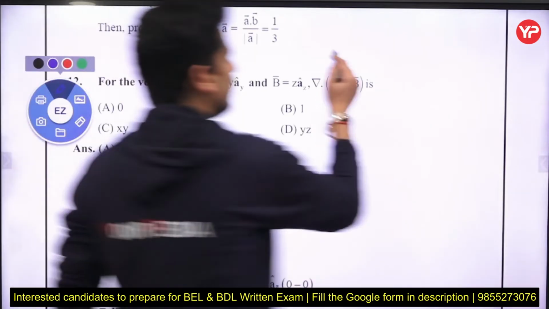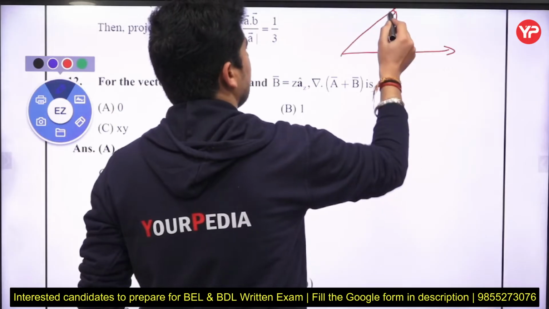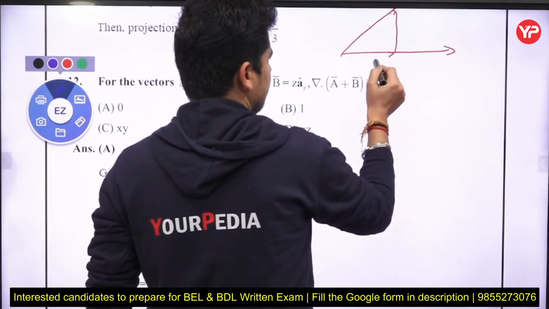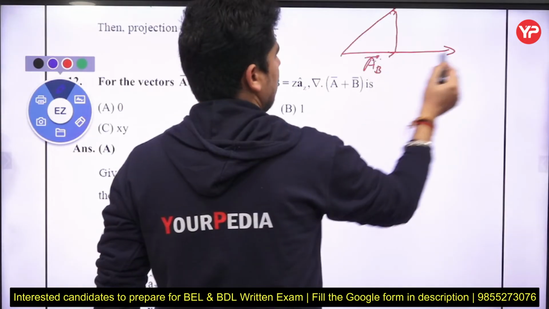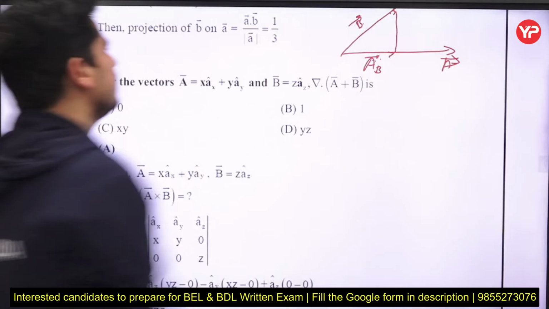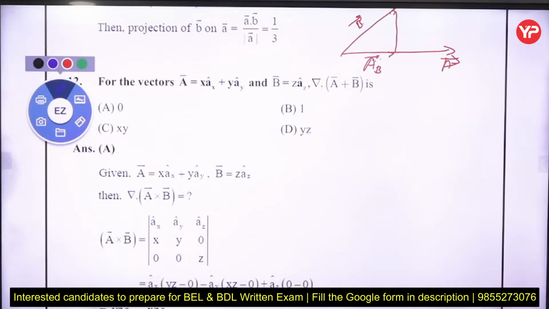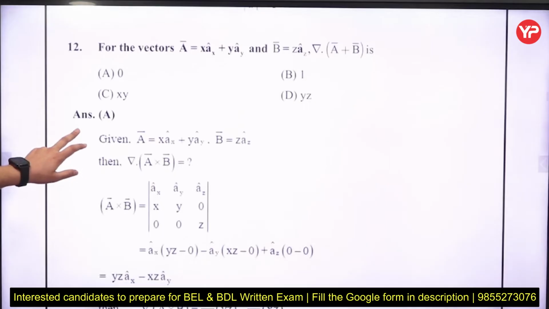Let us take this as the A vector, this as the B vector. If you project this vector B on the A vector, that is the projection of B. Projection of B vector over A. This is the A vector, this is the B vector. That is the projection of B on A.